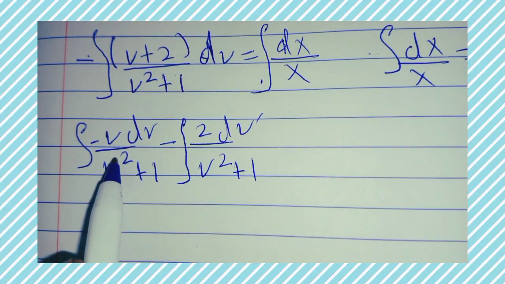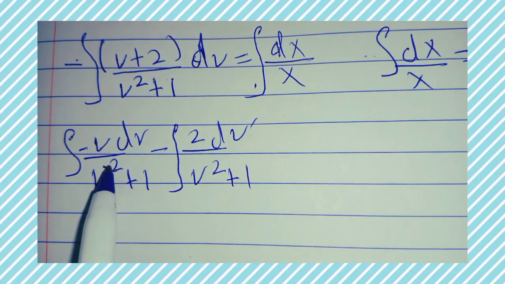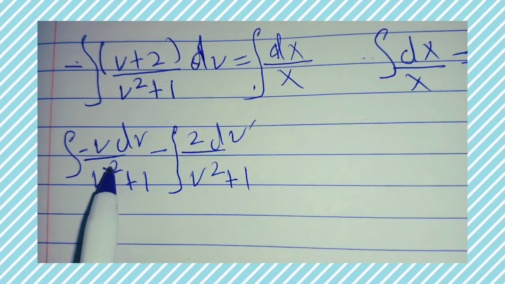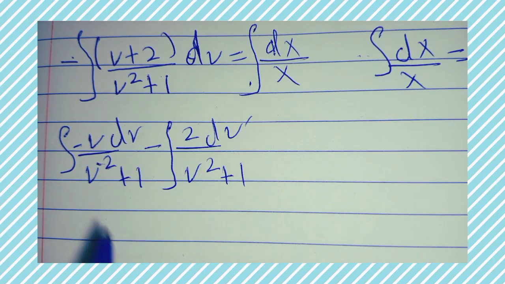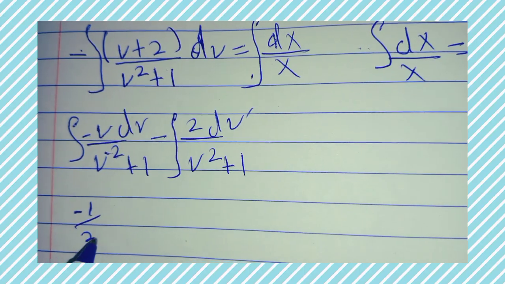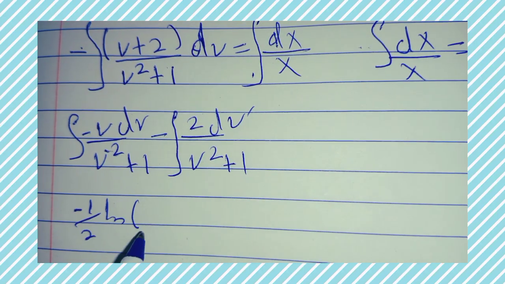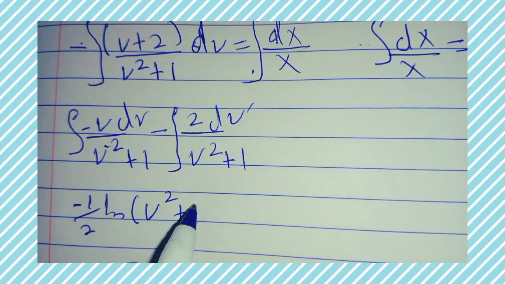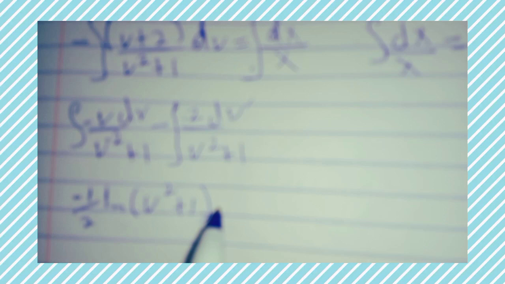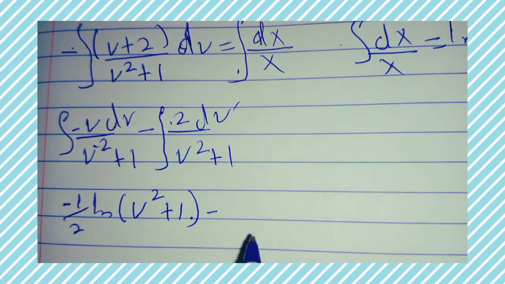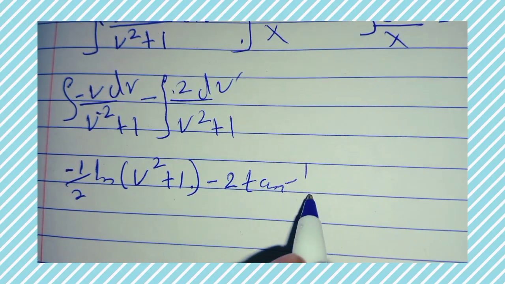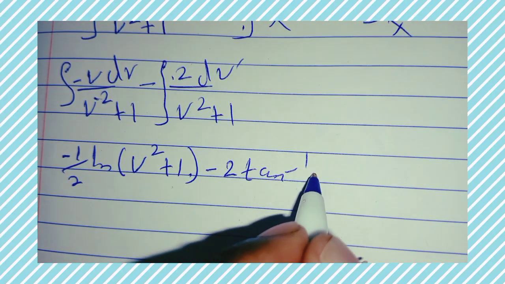Now this part here can be integrated by what is called substitution, which I have done in a separate video. So on how to do this, you can kindly check my YouTube channel, but here I'll give you the result. So this will give you a half natural logarithm of (v² + 1). This other one will give you 2 tan inverse of v.